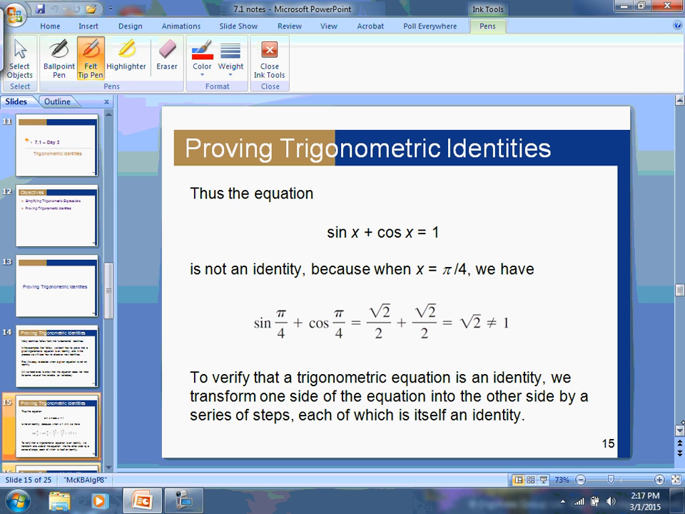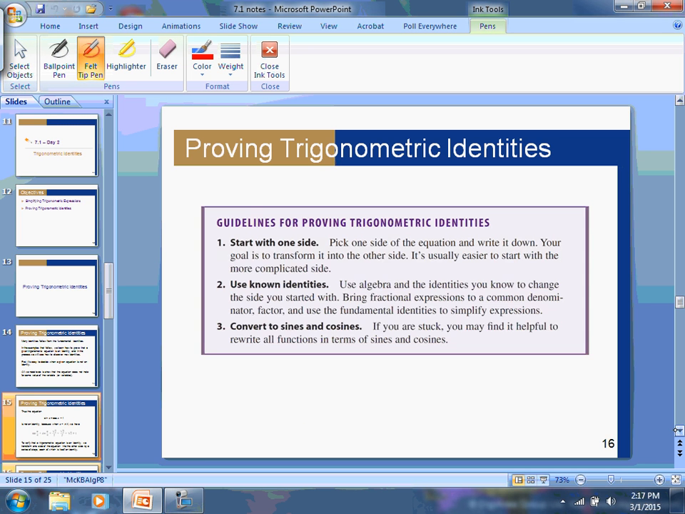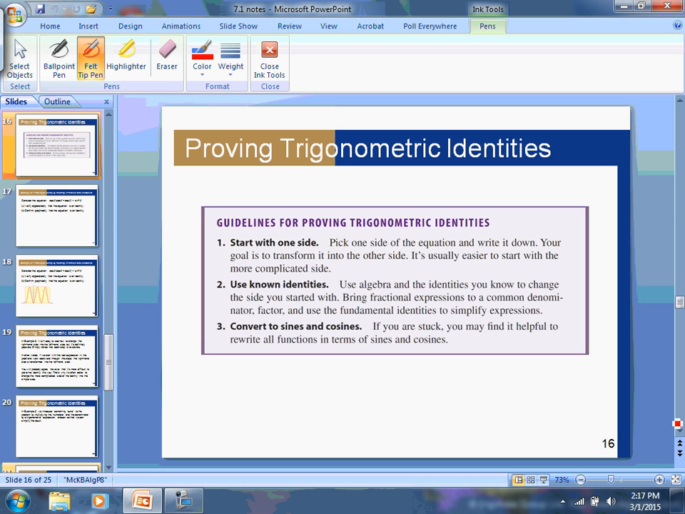We're going to start with one side and simplify it as much as we can, and hopefully it simplifies down into the other side. Now you want to start with the most complicated side. Usually I say start with the left-hand side and see if you can simplify it to equal the right-hand side, but that's not always the case. You could start with the right-hand side and go to the left-hand side.